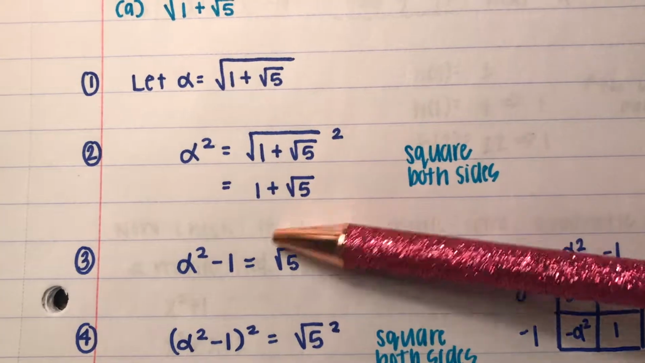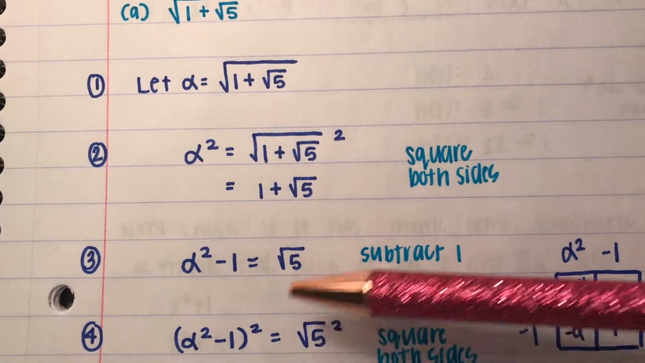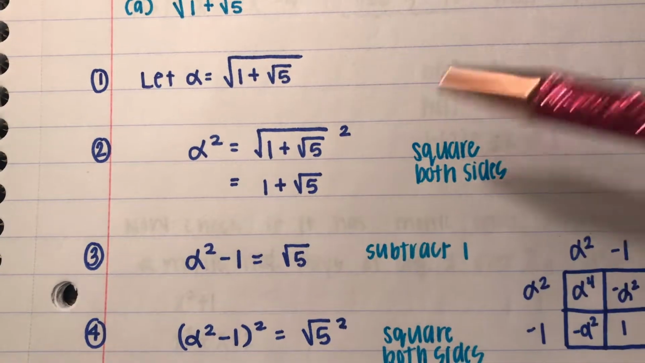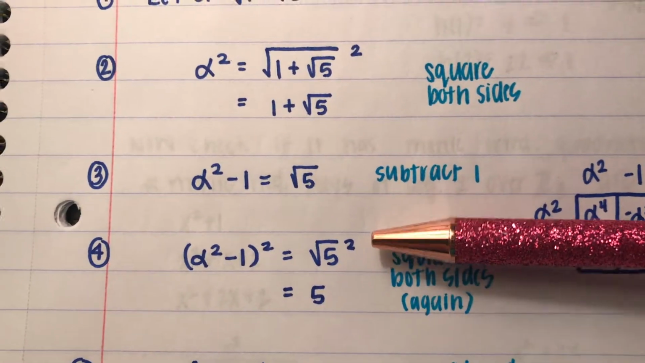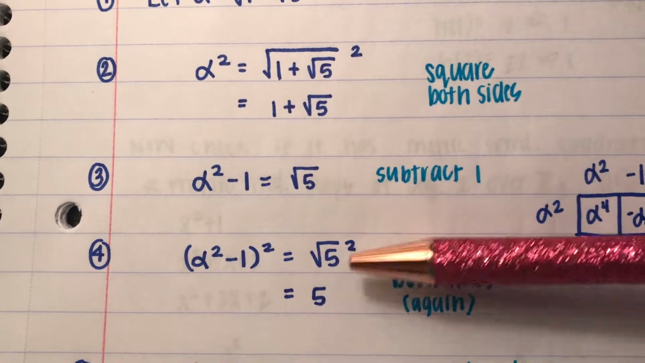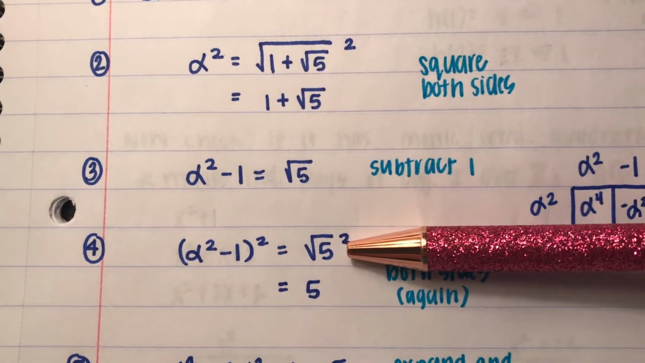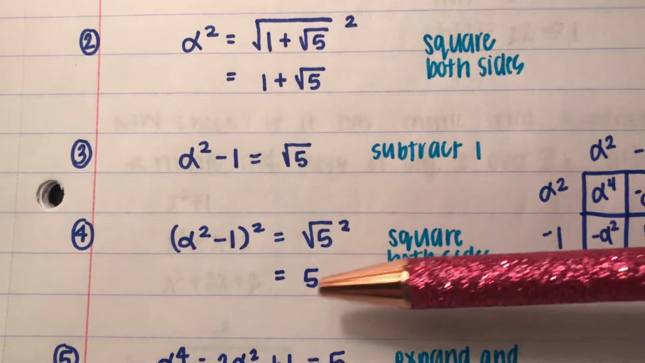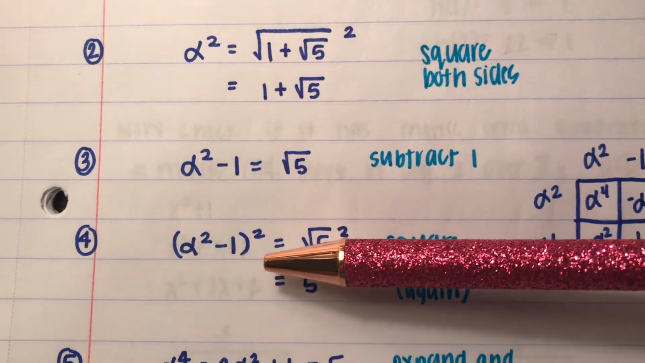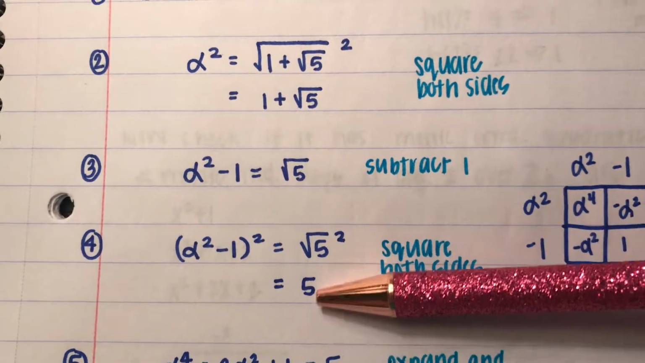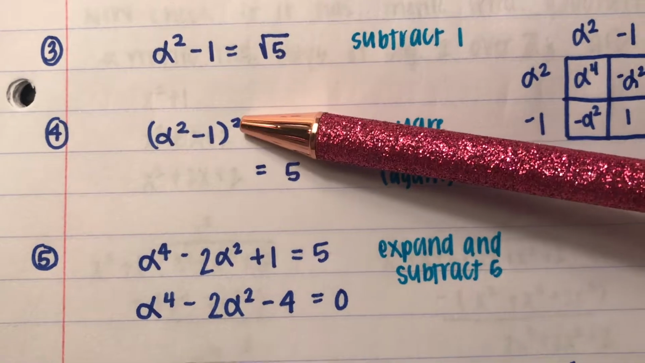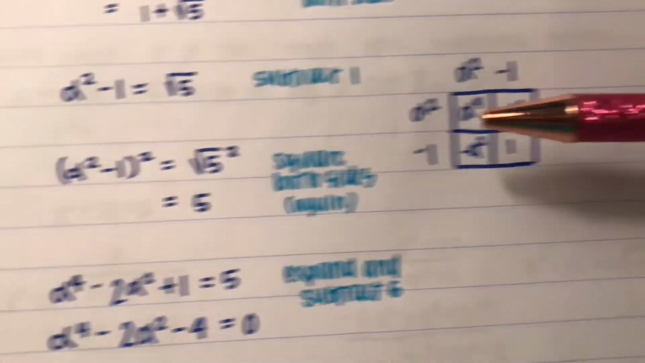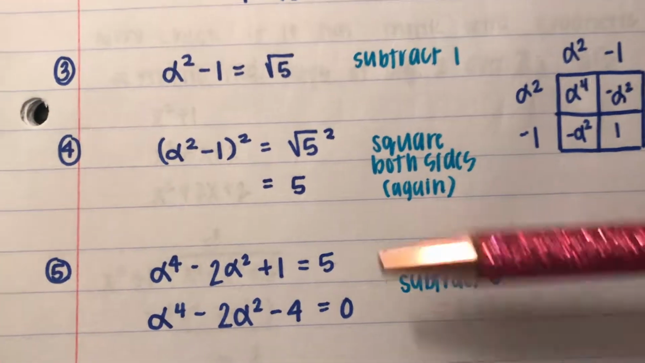From there I subtracted 1 so that it's alpha squared minus 1 equals the square root of 5. And then I squared both sides again to get rid of the square root of the 5. So then we have alpha squared minus 1, quantity squared, equals 5. The next thing I did was expand this. This is kind of my scratch work over here, but you can expand it however you want.